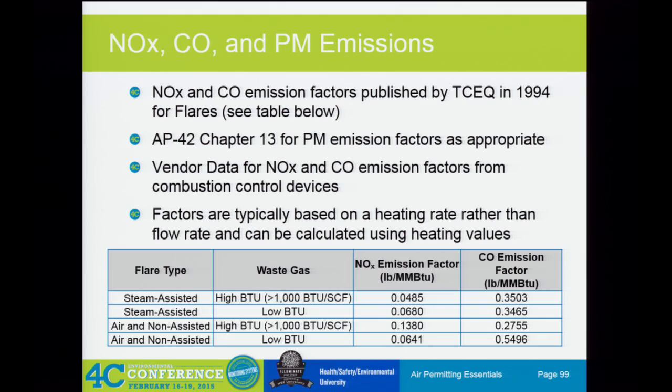So you take the heating value of the waste gas stream plus the heating value of any assist gas, which will be your natural gas that's supplied with the stream. However many BTU that is, you multiply that by your emission factor, and that gives you the emission rate of NOx. Same thing with CO. Yes?